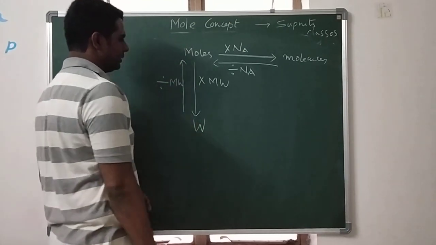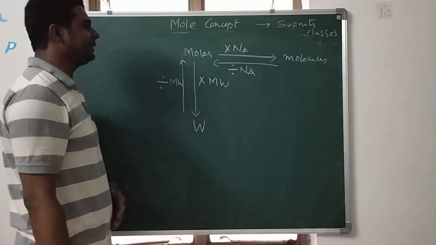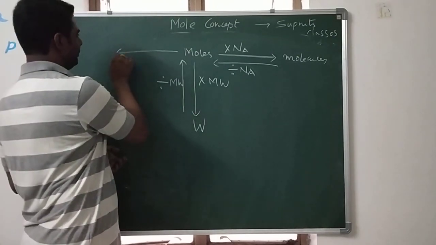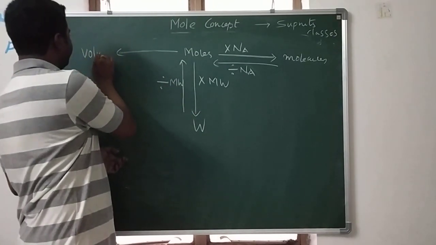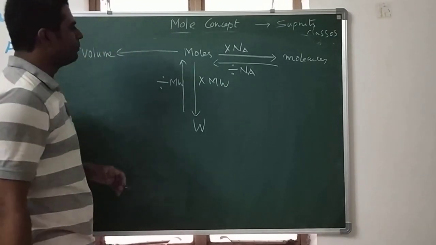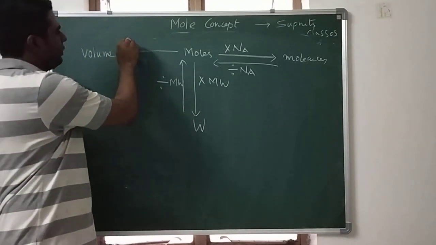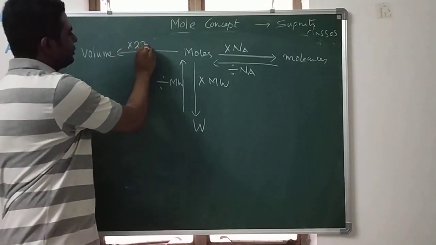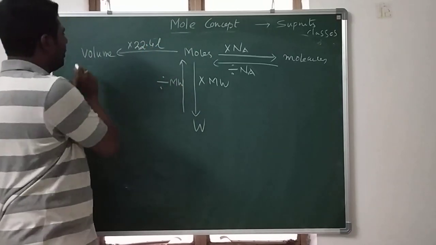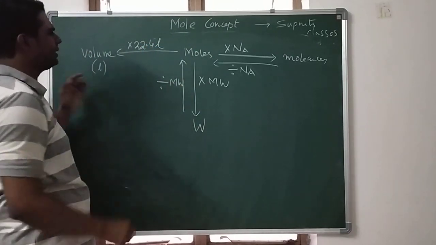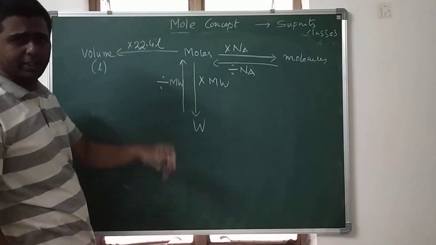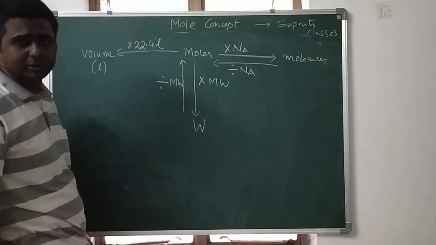Simple calculations. Okay. Now another thing is volume, which I have not yet completed. Remember, from moles to volume, if you want to go, you will have to multiply with 22.4 liters. You will get the volume in liters. Okay. Some other units you can use, you can change this. So liters to cc into 1000.